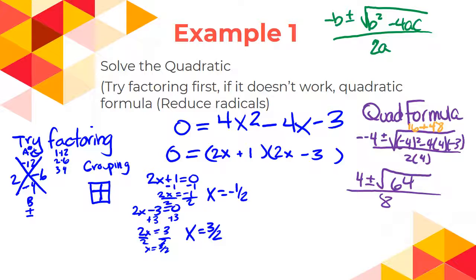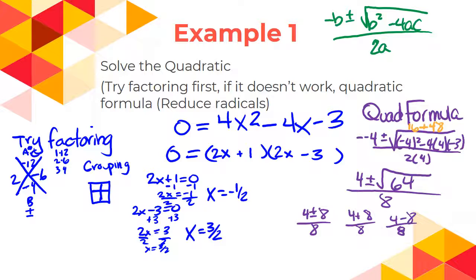Now, reducing radicals, you are going to have to review that. In this case, we ended up with a good perfect square. So the square root of 64 is actually equal to 8. Okay, so now if I read this two ways, I actually have two things I'm solving for. I have 4 plus 8 divided by 8, and I have 4 minus 8 divided by 8.